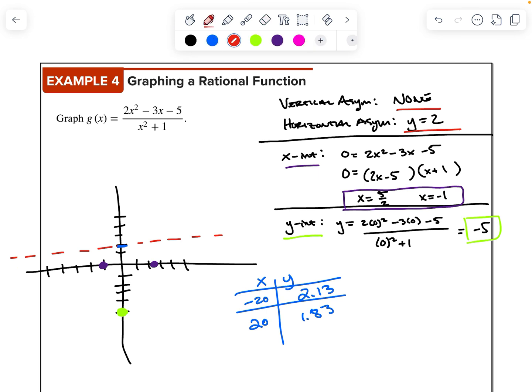This is the first example that we've had where it does cross it. And so we know it stays below it on the right because at positive 20 it's still below 2, right? But on the left, since it's actually above it at 2.13, it goes above it and tries to chase that asymptote on that side.